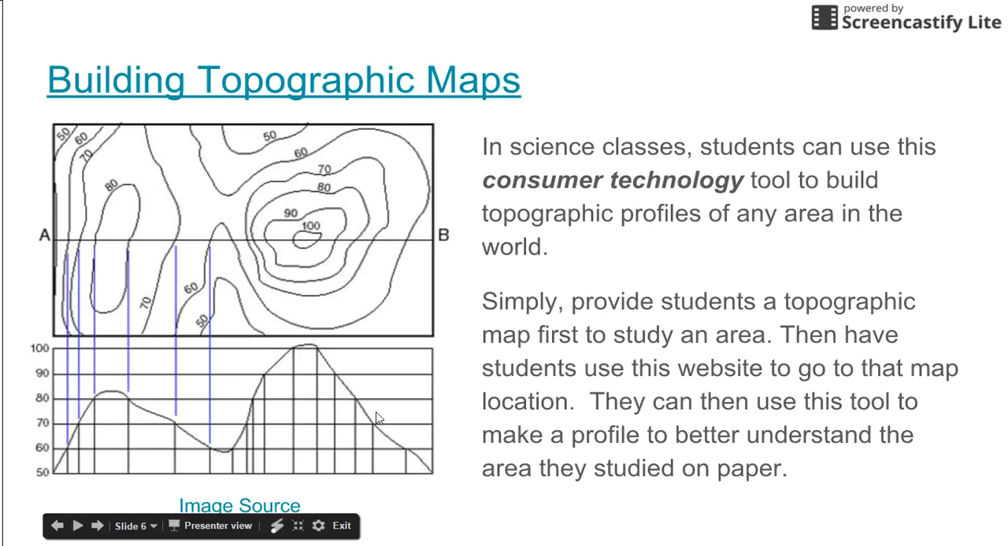generate a topographic profile. And so if you use this in conjunction with topographic maps and look at an area first, then actually go there with satellites using the website, and then make a path across that town or that area, they see how that map really comes to life using that.